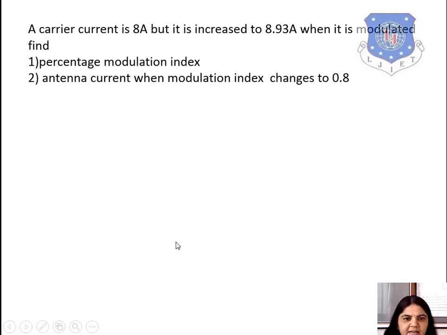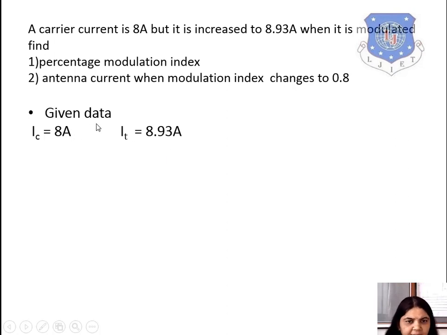Now we'll solve the example. It is again the same as other examples. You can solve it using this relationship. A carrier current is 8 ampere, but it increased to 8.93 ampere when it is modulated. Find the percentage modulation index and the antenna current when the modulation index changes to 0.8.